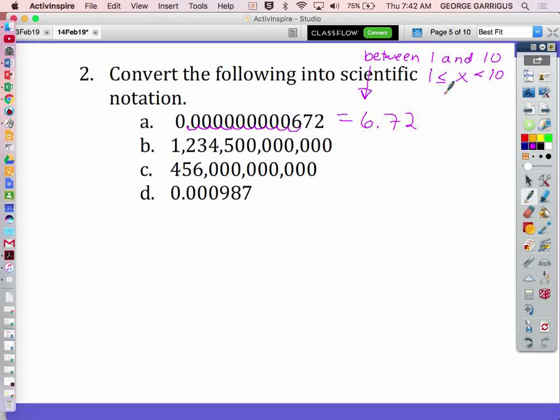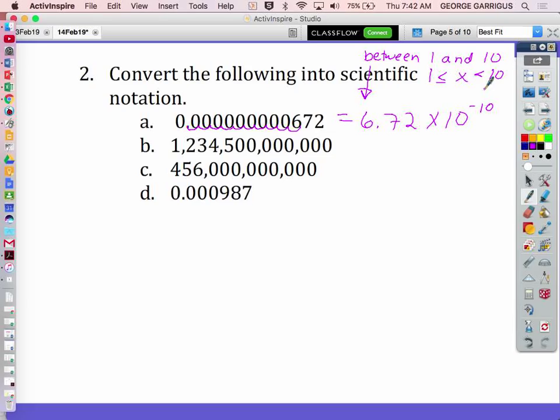We need to count how many zeros. This number is very small, so we've subtracted. We made this number big by a lot of factors of 10. 1, 2, 3, 4, 5, 6, 7, 8, 9, 10. So that is a small number. You're going to have a negative exponent.